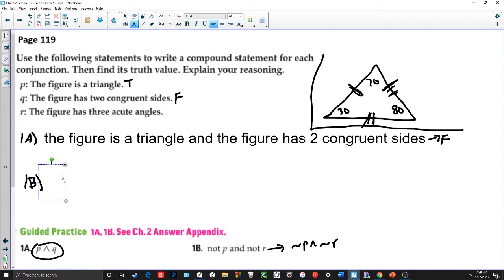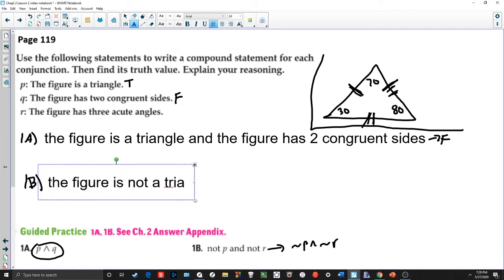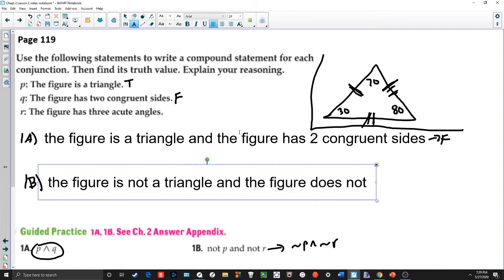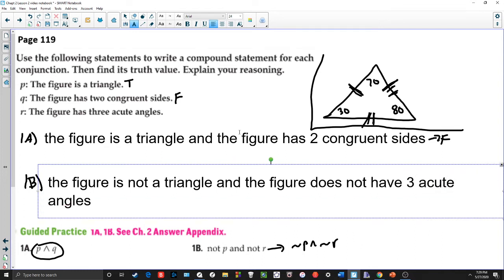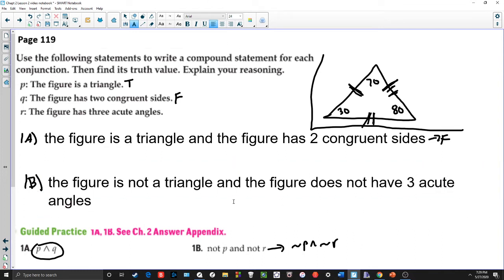So not P. Well, if P is the figure is a triangle, not P would be the figure is not a triangle, and not R. R says the figure has three acute angles, so not R will be the figure does not have three acute angles. And that would be the compound statement. So not P, the figure is not a triangle, and not R, the figure does not have three acute angles.